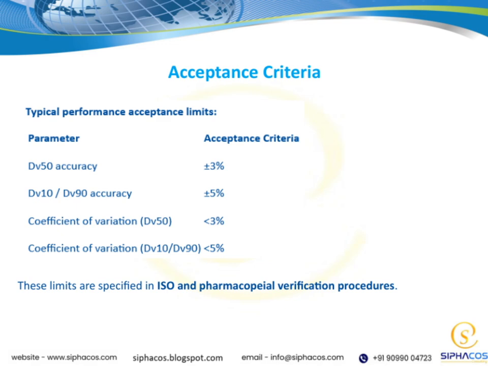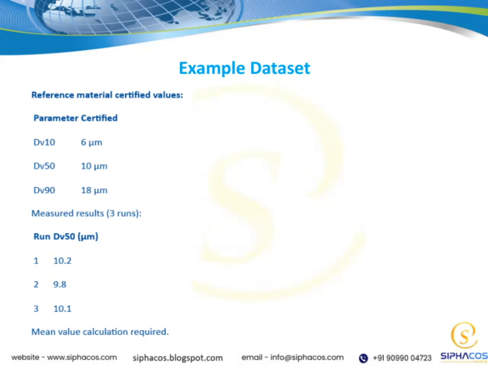By adhering to these standards, we can confidently confirm that our products comply with regulatory expectations. Overall, setting these clear acceptance limits helps us maintain high quality standards and ensures that our verification processes are both rigorous and reproducible. Let's take a closer look at this example dataset.